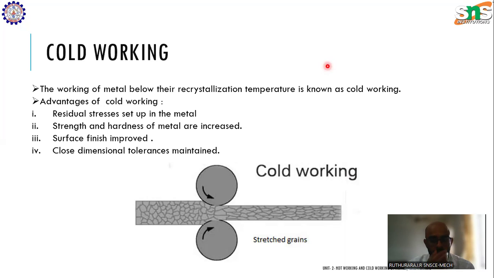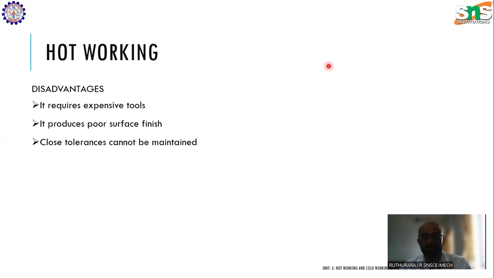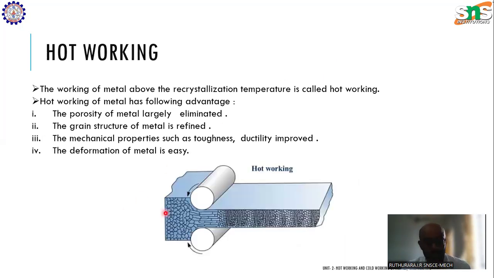Welcome back, students. In the previous lecture, we discussed the hot working process. Hot working is a type of metal working process which is done above the recrystallization temperature. What happens in a hot working process is that the grains become elongated due to the application of load, and due to the application of heat above the recrystallization temperature, the grains get dissolved and smaller grains are formed. So this is the hot working process.